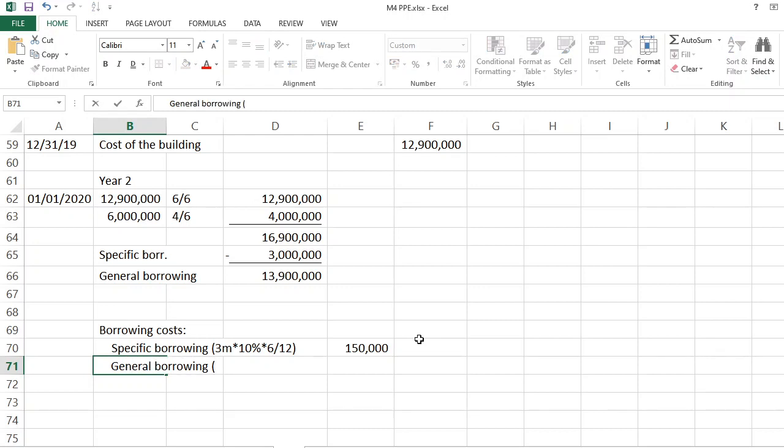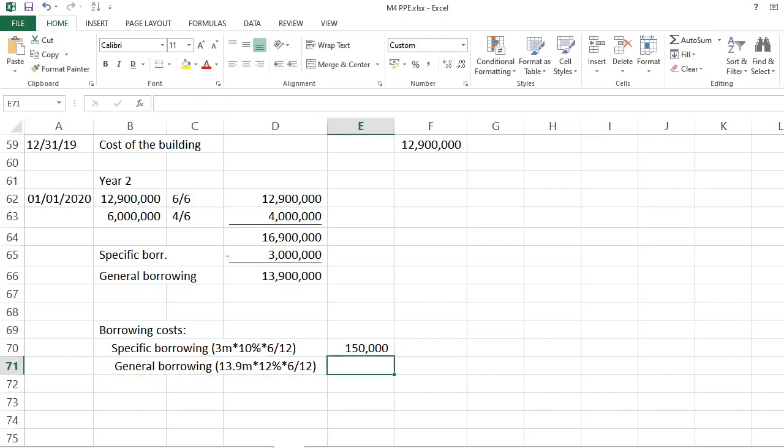And the same concept will be applied in our general borrowing. So, pila naman ang ato ang amount karon, di ba? 13.9 based sa atong na-compute sa taas. So, that would be 13.9 million times 12% times 6 over 12 kasi 6 months lang naman siya outstanding. So, that would be 3,900, 834,000. So, our total cost of borrowing for 2020 is 984 and we're going to add it from the total expenditure.